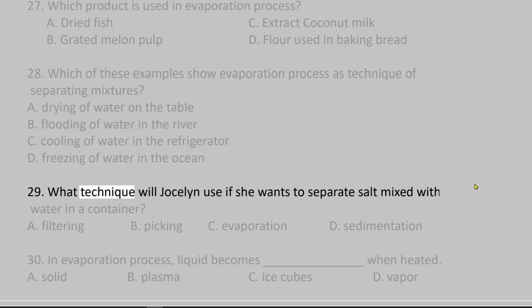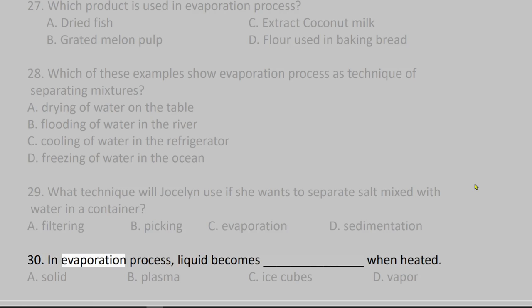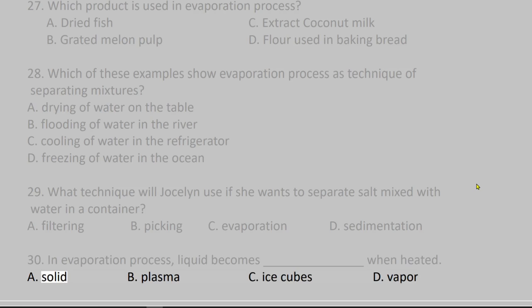29. What technique will Jocelyn use if she wants to separate salt mixed with water in a container? A. Filtering. B. Picking. C. Evaporation. D. Sedimentation. 30. In evaporation process, liquid becomes ____ when heated. A. Solid. B. Plasma. C. Ice cubes. D. Vapor.